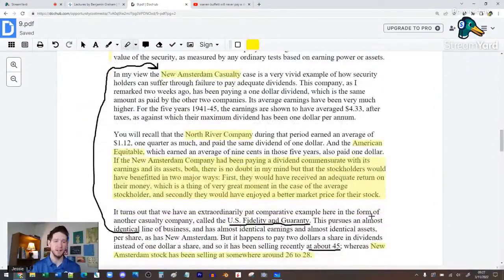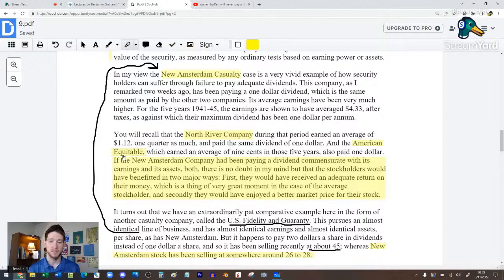Okay, so then he says, in my view, the New Amsterdam Casualty case is a very vivid example of how securities holders can suffer through failure to pay adequate dividends. This company, as I remarked 2 weeks ago, has been paying a $1 dividend, which is the same amount as paid by the other two companies, North River Company and American Equitable.